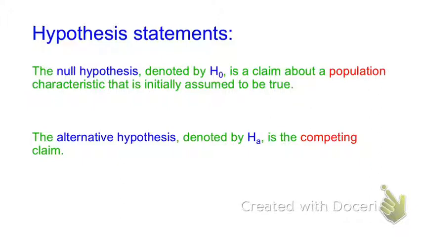So a null hypothesis is a claim about the population that is initially assumed to be true. Just write it next to the dots, like the colon. Just write that definition.